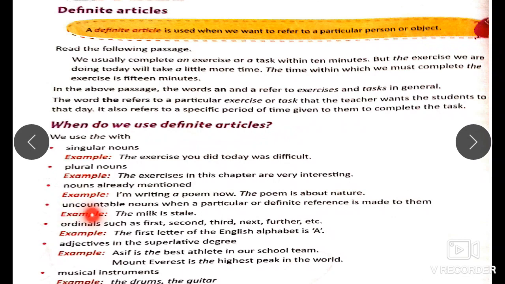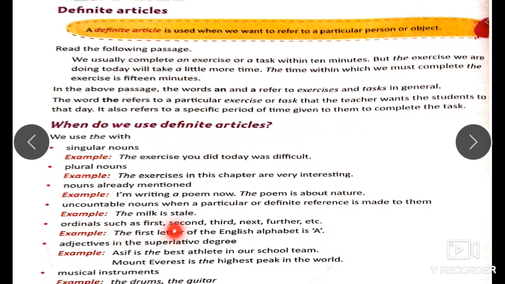Next, with uncountable nouns, when a particular or definite reference is made to them: the milk is stale. So, uncountable nouns, when particular or definite reference is being made to these, we use the again. The milk is stale.